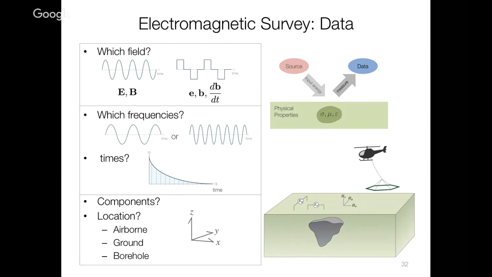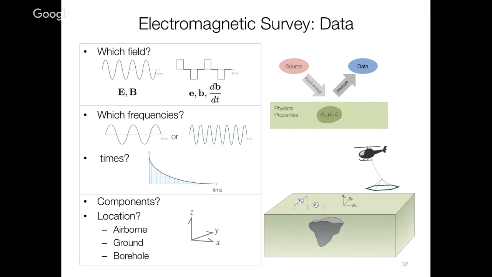Field, we've got E and B, or frequency in time. And then if you're measuring in frequency, which frequency do you want? Low frequency or high frequency? In time, which times do you want? And finally, these are fields, so you've got components. I could have an EX component or an EY component, whatever I want.